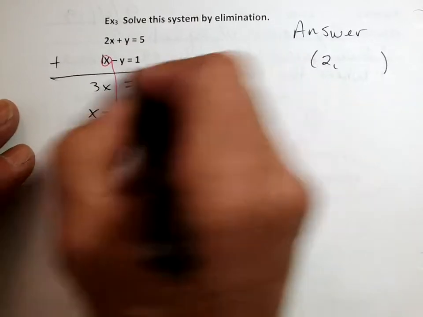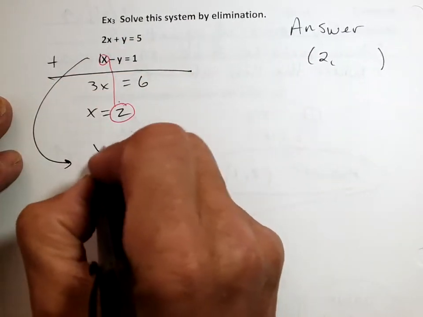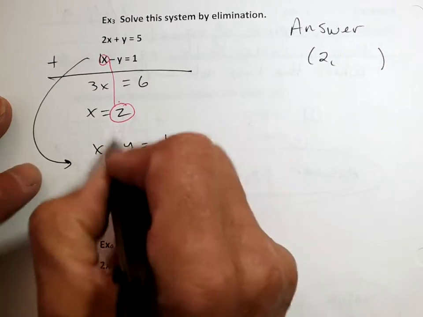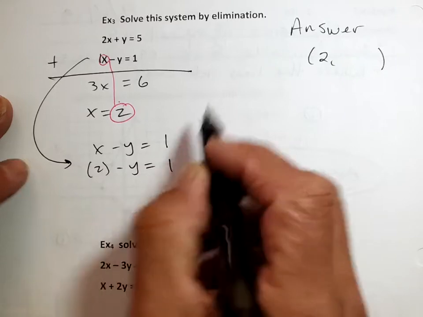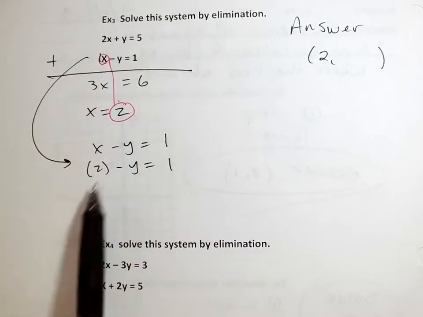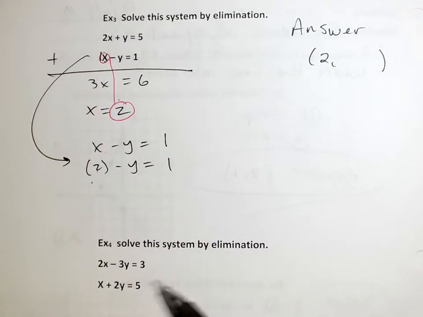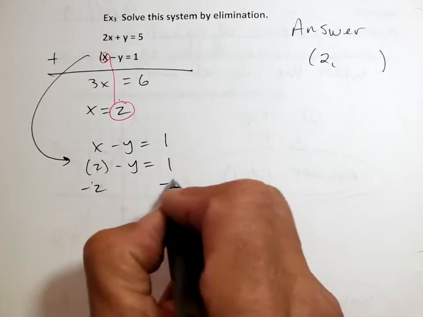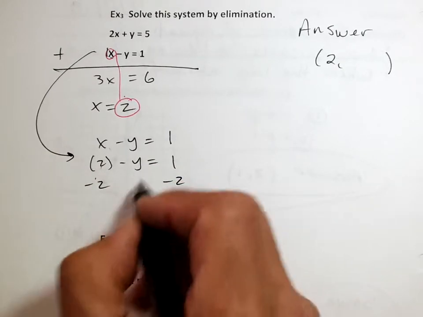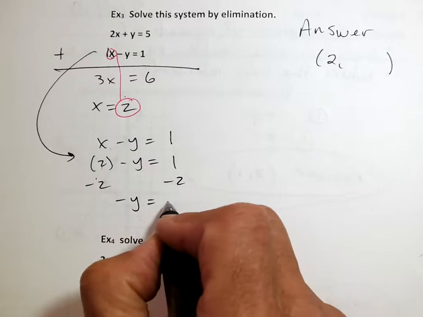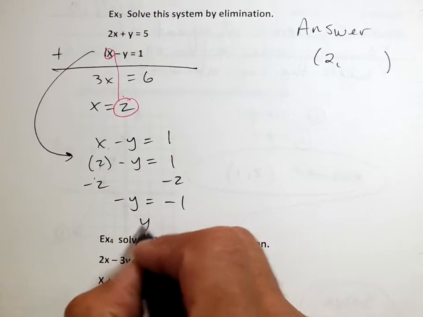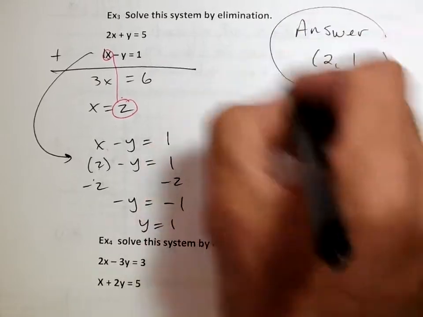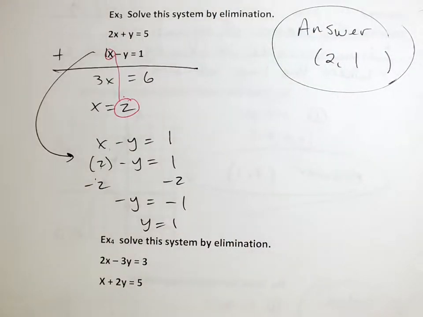So we're going to take this equation, which is x minus y equals 1. I'm going to put a 2 right there, okay? So I'm putting 2 in for my x, so instead of writing x, I write 2. So then I'm going to solve, minus 2, right? Negative y equals negative 1. Bring through the negative, and y equals 1, okay? There's my answer. Much easier than graphing it. Everybody agree with that?